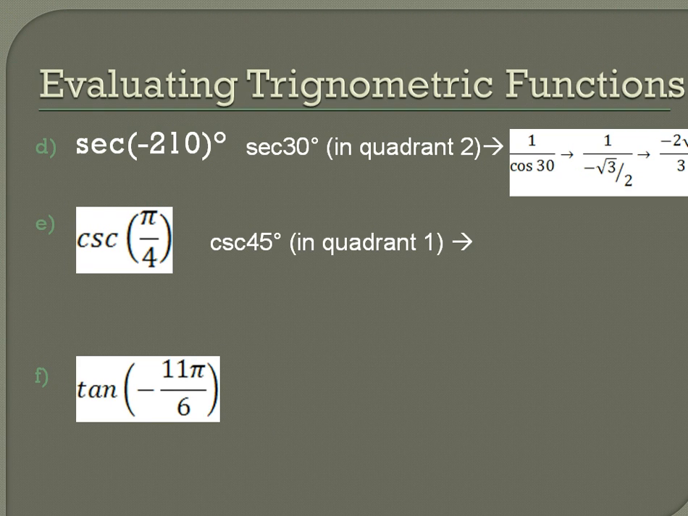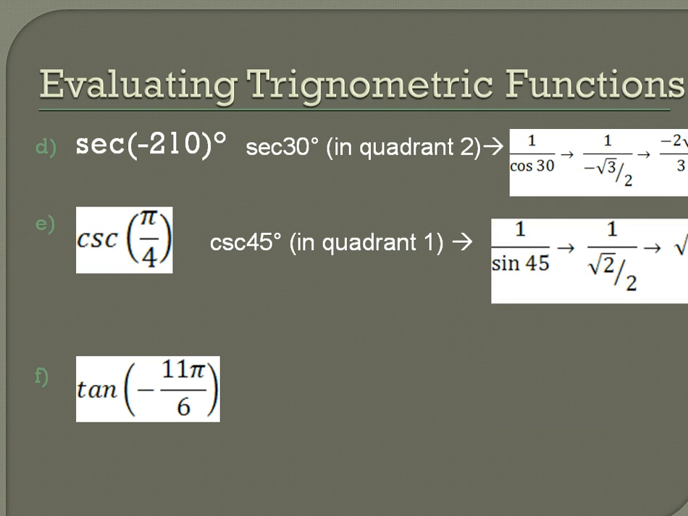And all I need to ask myself is, okay, well, what is cosecant? Cosecant is a reciprocal. It's a reciprocal of sine. So it will be 1 over the sine of 45, which would be 1 divided by the root of 2 over 2. And once you flip that, rationalize, you get the answer of root 2.